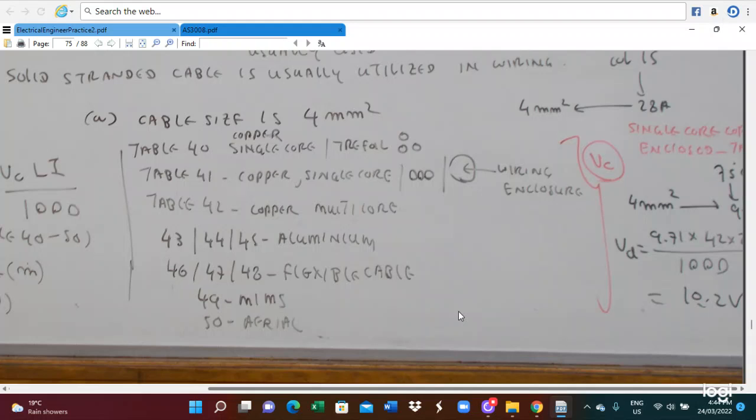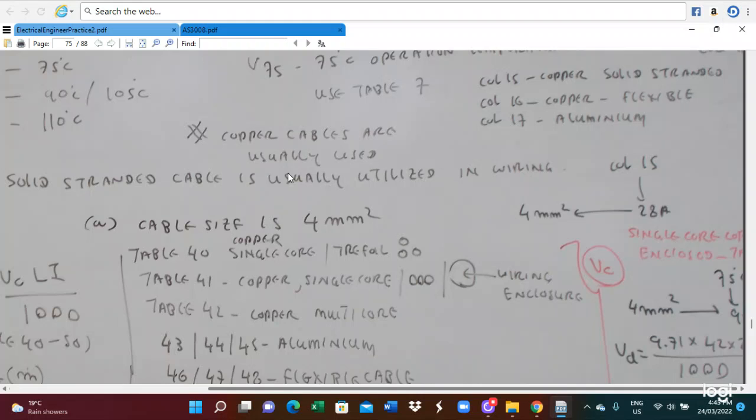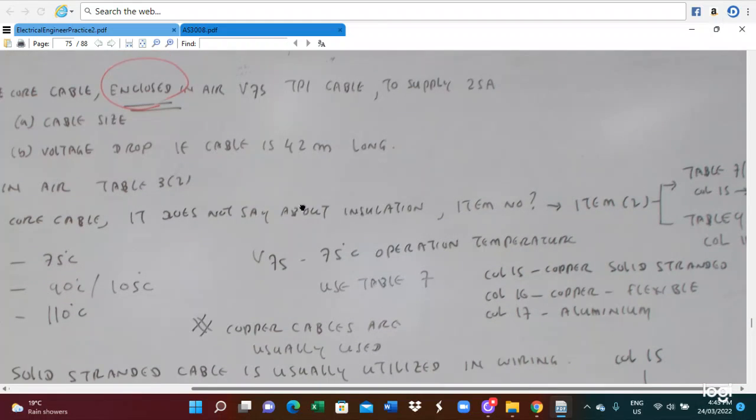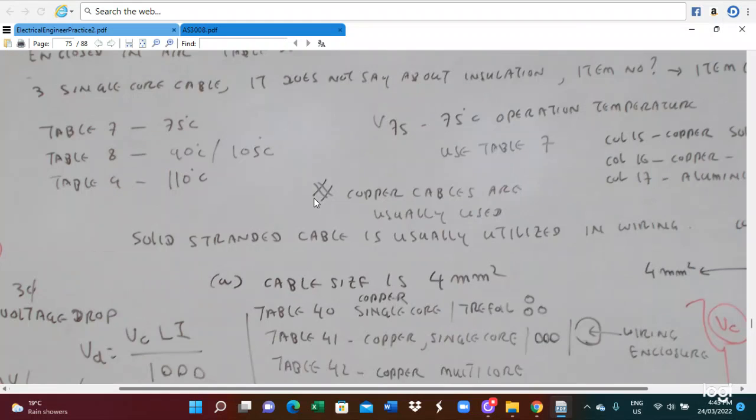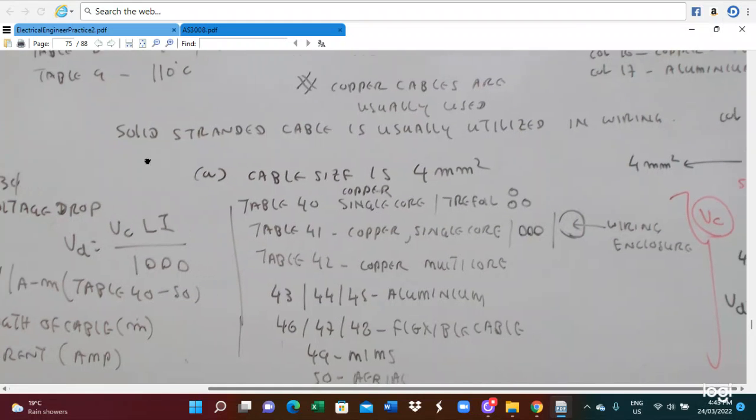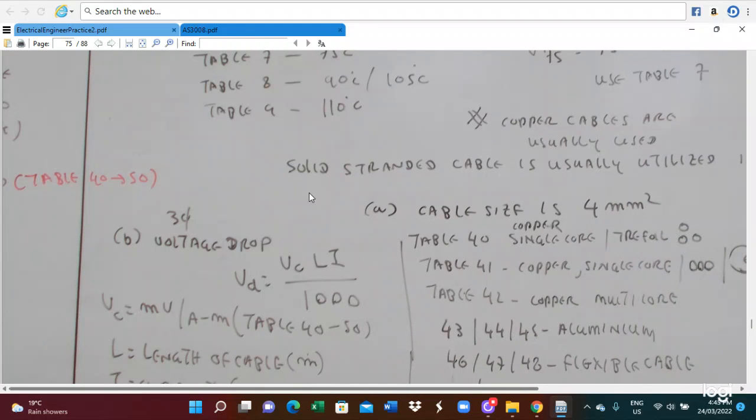Depending on the kind of installation, you have to select the appropriate table from 40 to 50. This installation shows how the cables are utilized. It is an enclosed installation: three single core cables enclosed in air. Therefore we refer to which table you have to utilize.